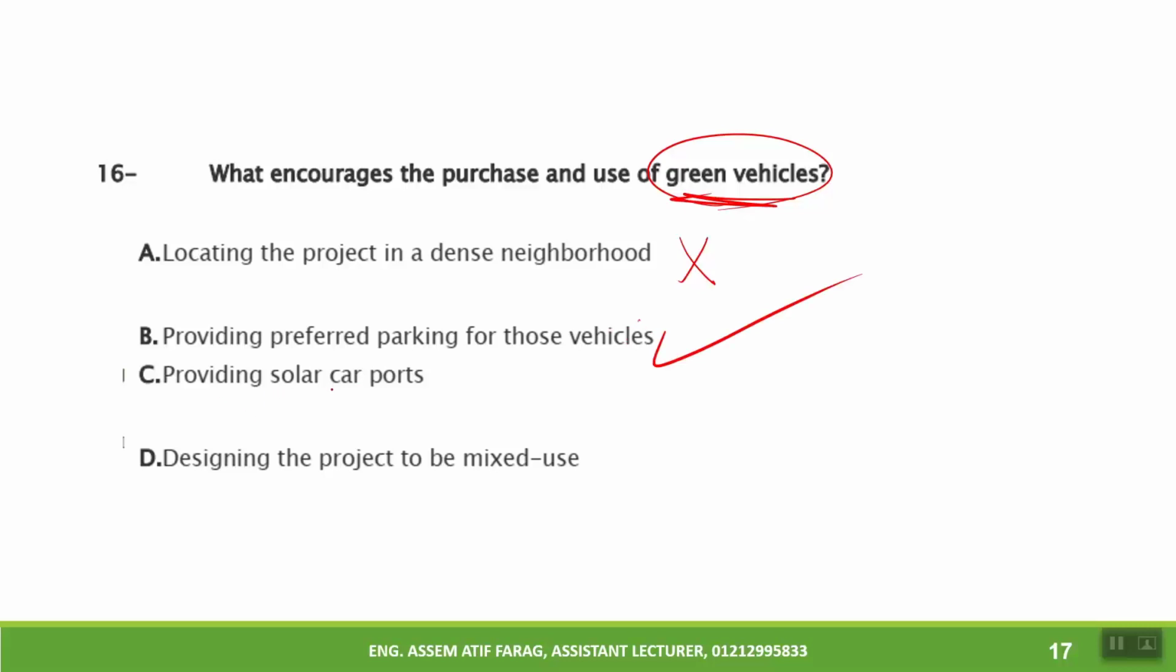For option C, providing solar carports. This is not a LEED strategy to encourage the purchase and use of green vehicles, so this option is wrong. And finally, option D, designing the project to be mixed use. This is not a LEED strategy to encourage the purchase and use of green vehicles, so this also is not a correct answer. Then the best answer is answer B.